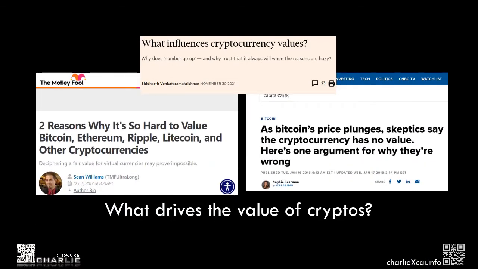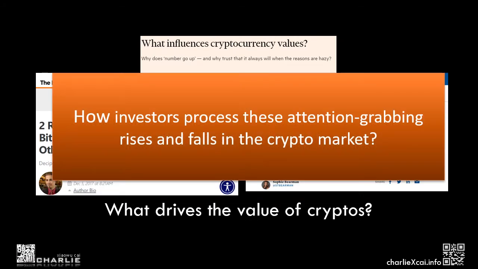These include a lack of economic fundamentals as a fiat currency has, a lack of cash flow as a traditional asset may have, and a lack of historical trust and cultural preference as a means of value storage, such as precious metals have. The question is then how these attention-grabbing rises and falls in the cryptocurrency market may affect investors' attention and decisions, and what consequence this may have on cross-sectional cryptocurrency returns.